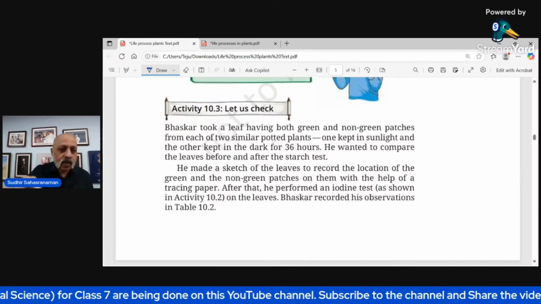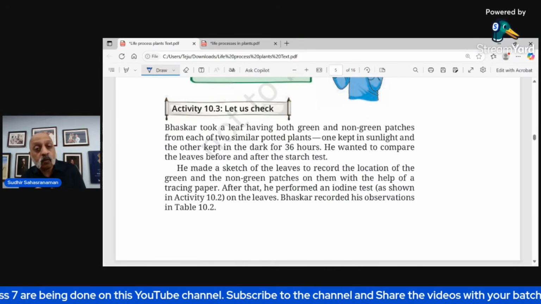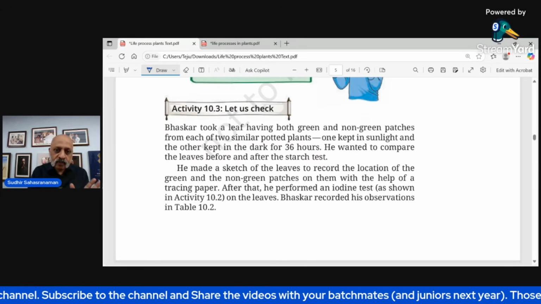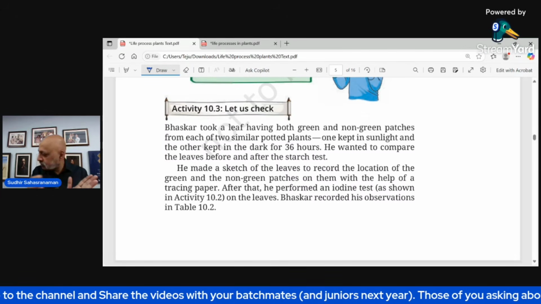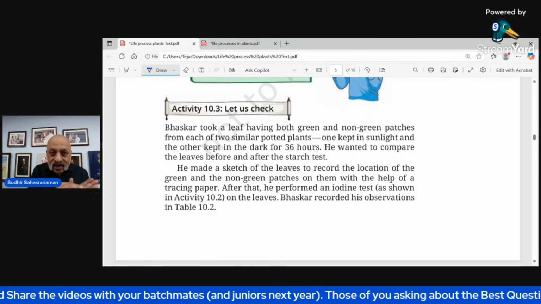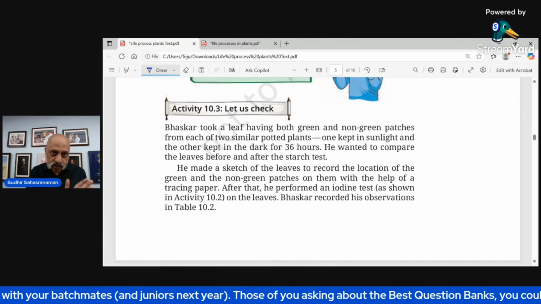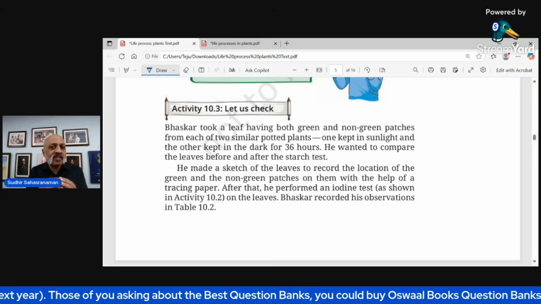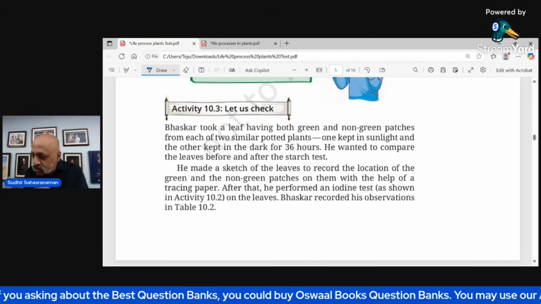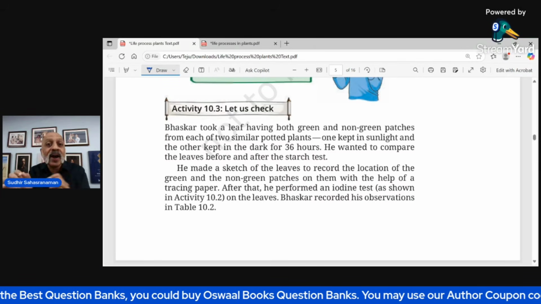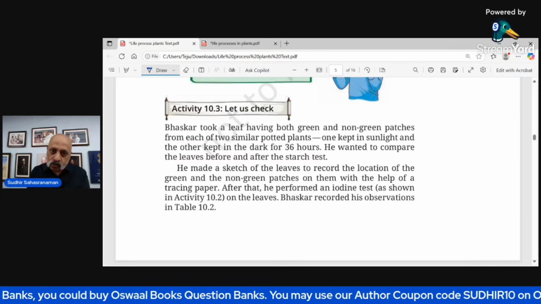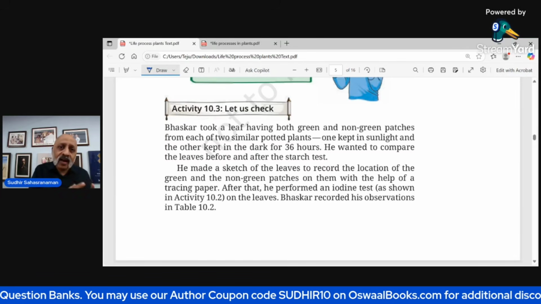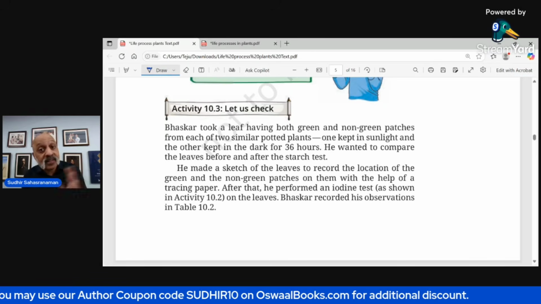So let's understand. What he does is to perform an experiment. He takes a leaf which has both green and light green patches. You would have seen some plants which have green patches, and in between there would be white or cream color patches. He puts one in sunlight and the other in the darkness for 36 hours.